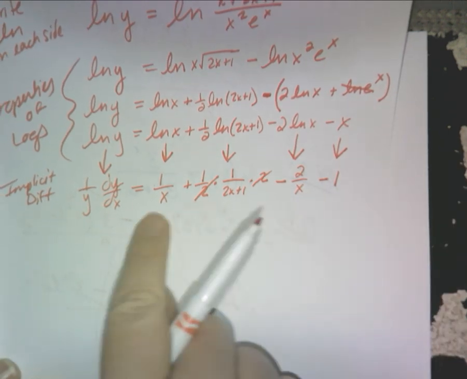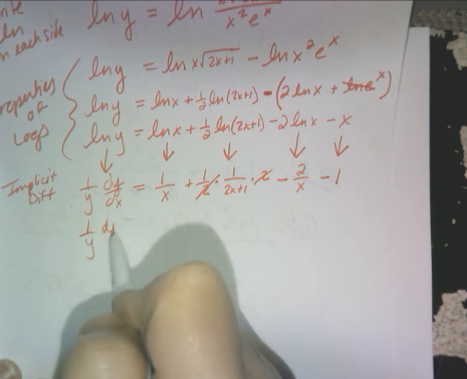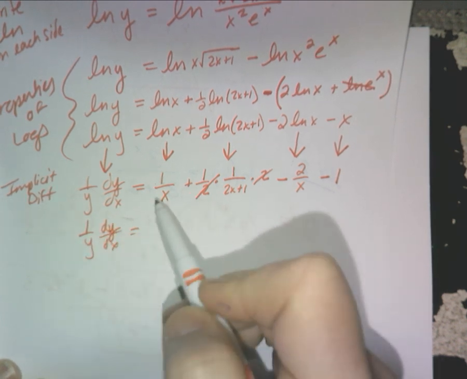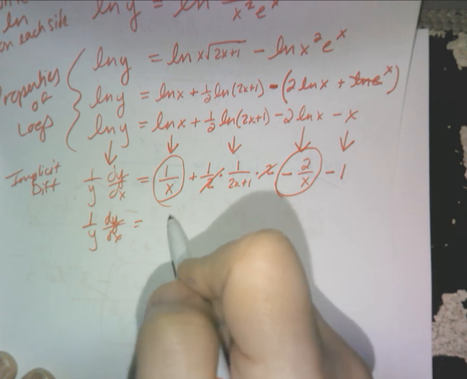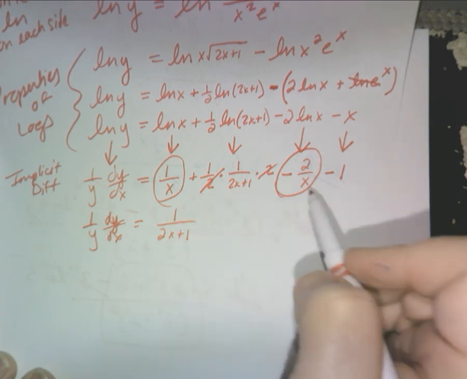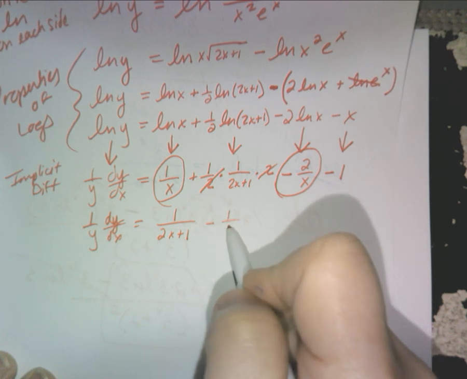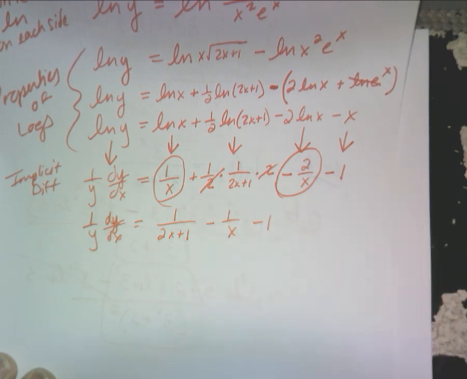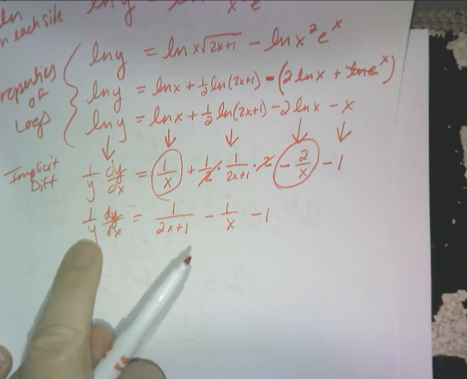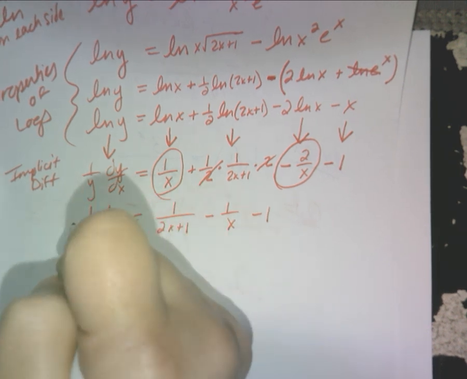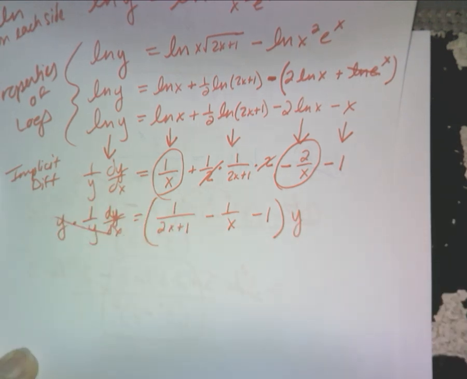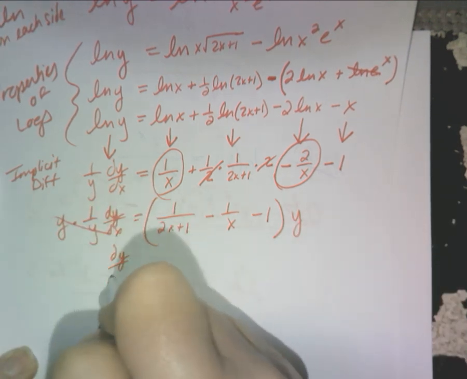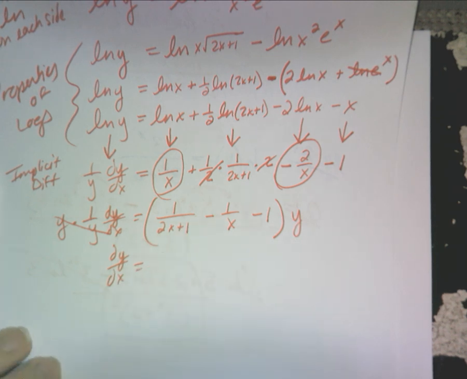All right, so now let me just clean this up just a little bit for us, which you should all know how to do. You can actually combine, these are like terms. What's a 1 over x minus a 2 over x? So I've got 1 over 2x plus 1, I've got minus 1 over x, and I've got a minus 1. Do you all agree on that side? All right, and then what do I do with Mr. 1 over y here? Multiply this whole side by y. I'm going to let you leave it like this, but people might want it as one fraction.